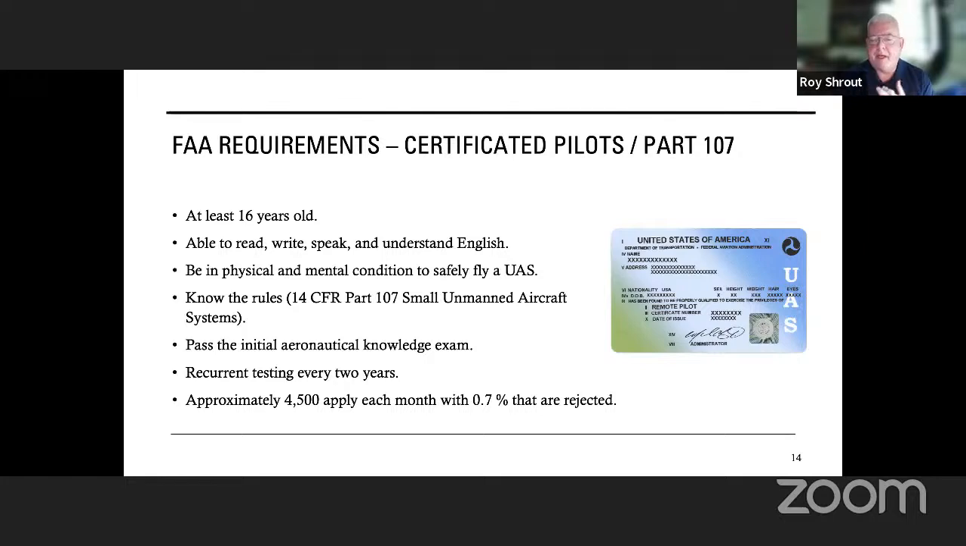Certificated pilots must be at least 16. You must be able to read, write, and speak English and understand it. You must be in physical and mental condition to fly a UAS. This is now considered an aircraft. You cannot, as a person, shoot down one of these things.